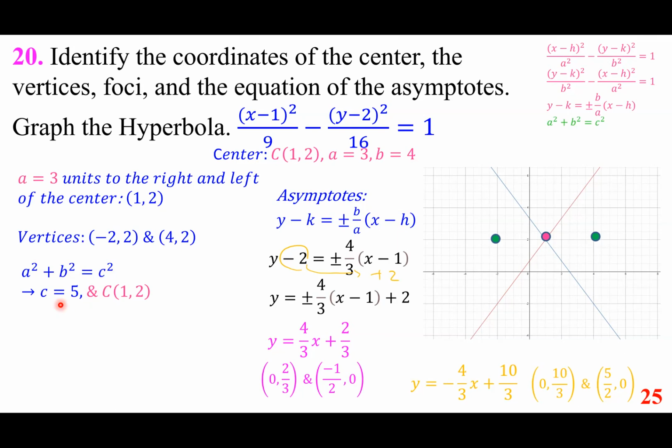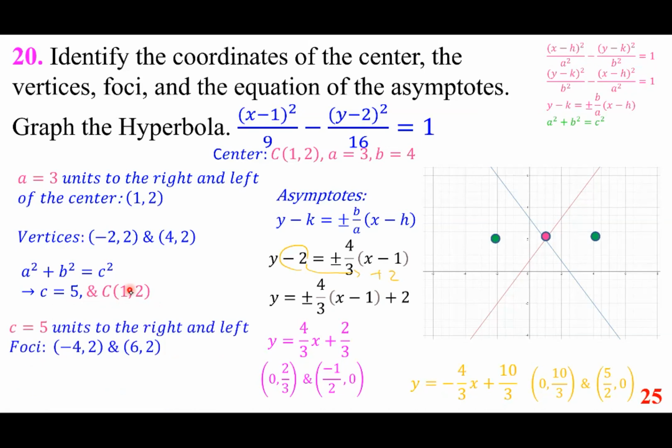Now, this is the focal distance from the center. And since it's going to go this way, from the center, you go c units to the right, and from the center, you go c units to the left. You write f1 and f2 in essence. If I want to go to the right, I'm going to add 5 to that. I get (6, 2). If I want to go to the left, 1 minus 5 or negative 4, 2. Those are the points.